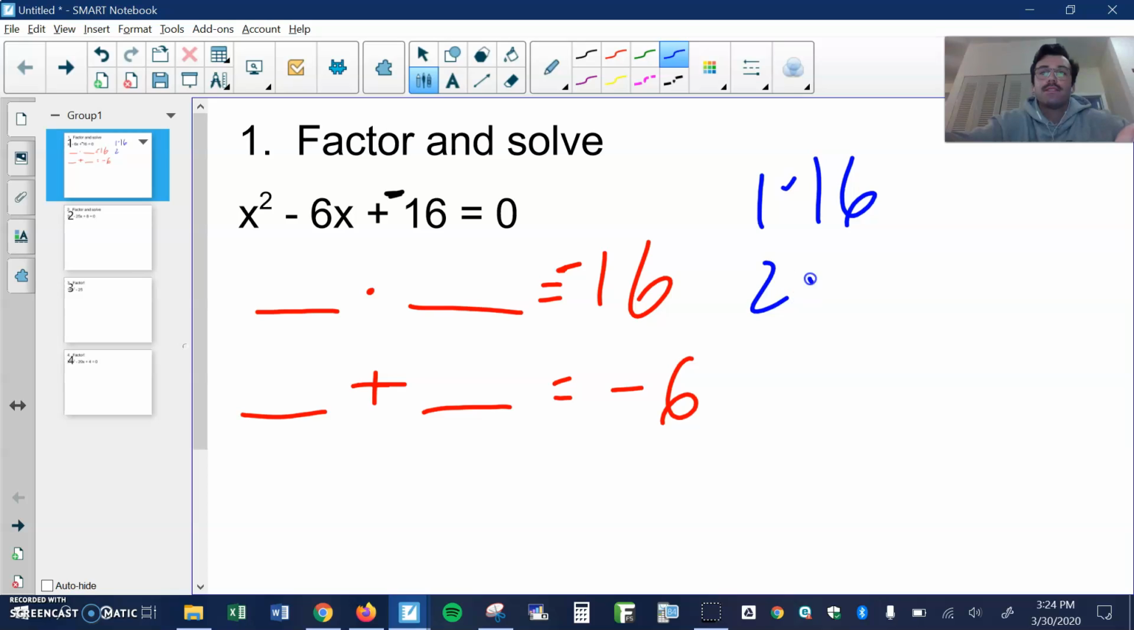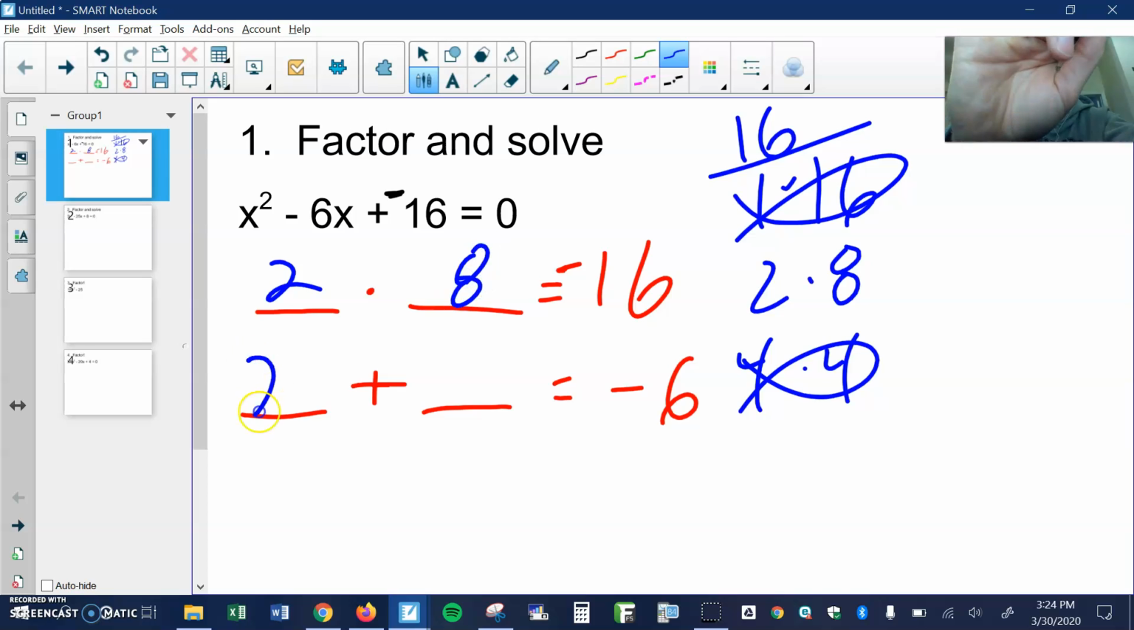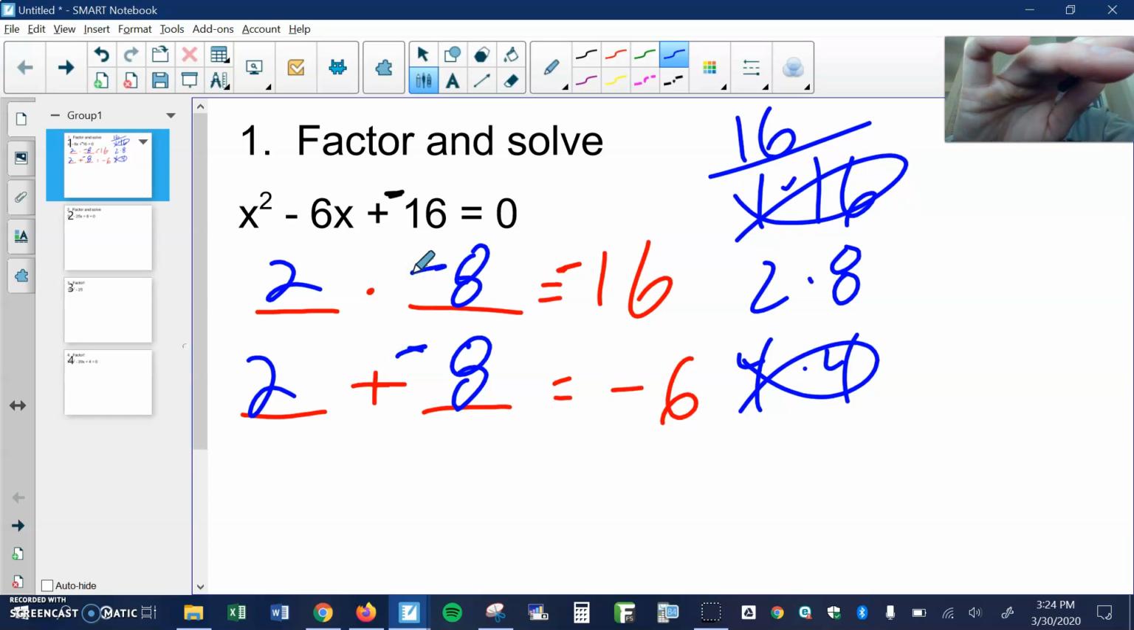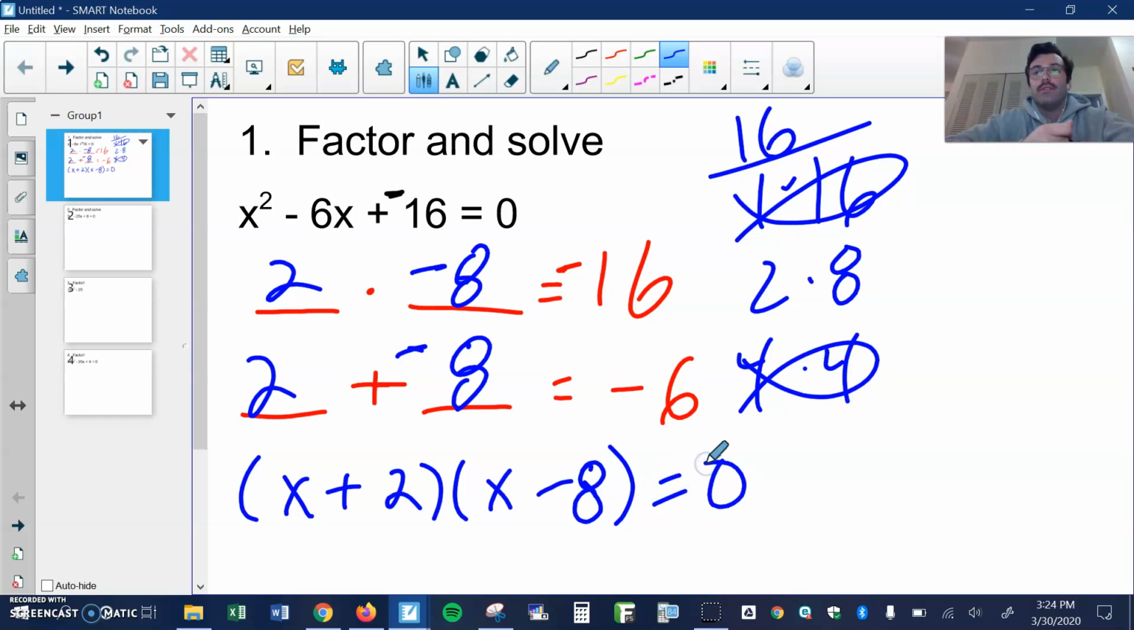I know I have 1 times 16, 2 and 8, and 4 times 4 as my factors of 16. Well, I know it's not this one, and I know it's not that, so it's got to be 2 and 8. But the question is, which one should be negative? If I want to add to negative 6, if I want my result to be a negative number, then the 8 needs to be negative. That means my factors are x plus 2 and x minus 8, and that's equal to 0.